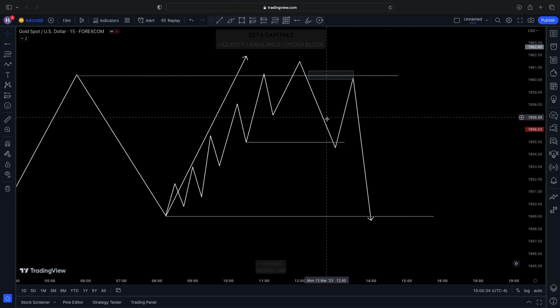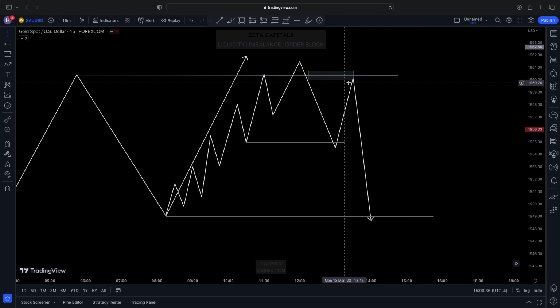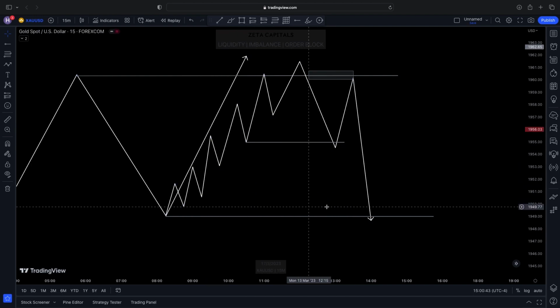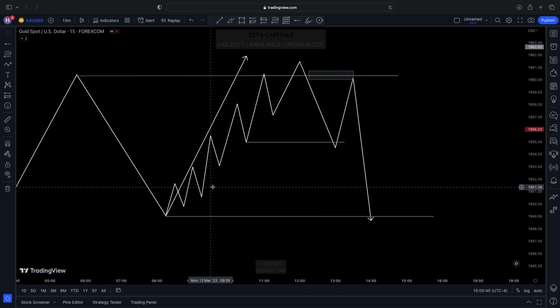Now you don't want to go to break even. This is not how things work. Go to break even when any of the structure gets broken. Yeah, this is the very simple way.